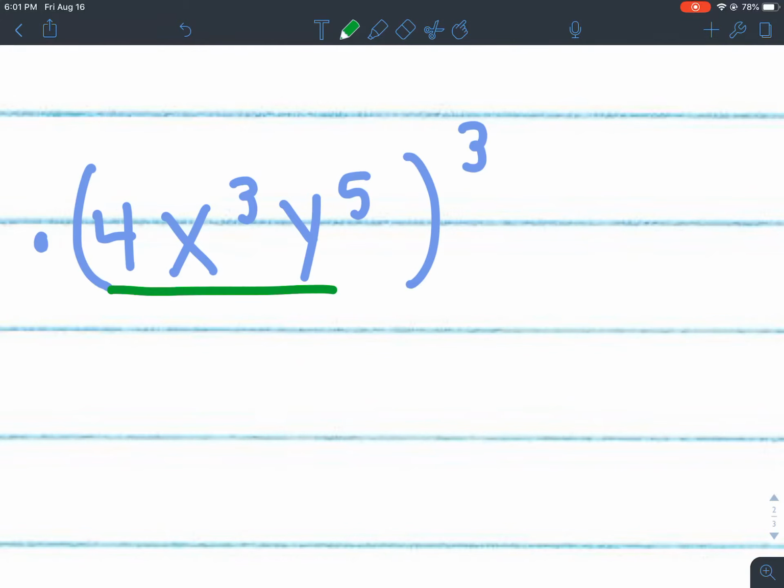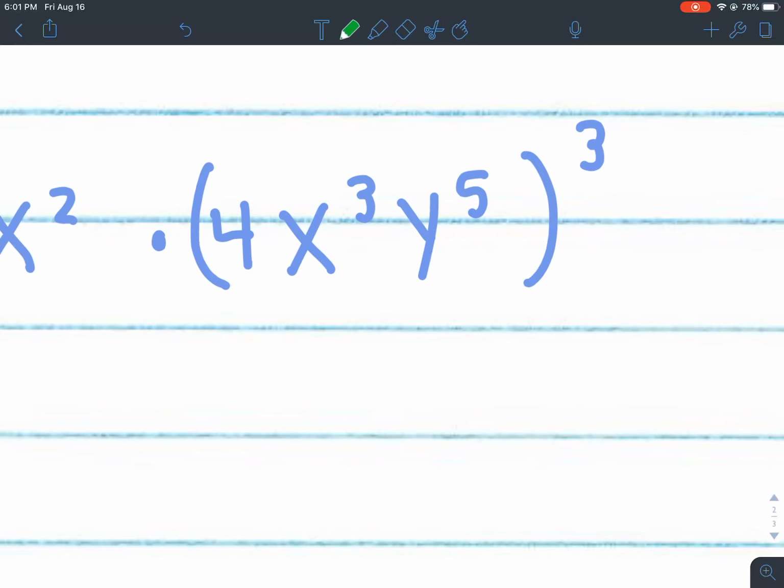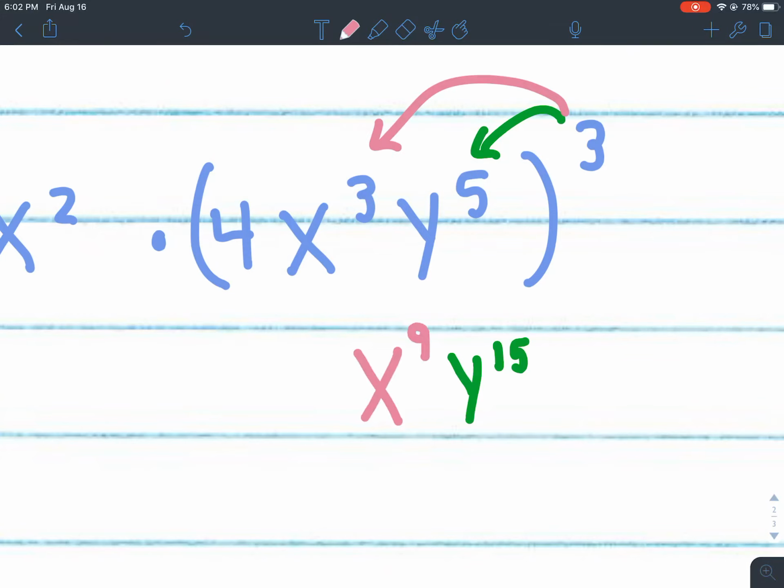Well, inside I don't have anything that has the same base, so I can't really do anything to it. So I'm going to go ahead and just do my power rule, which is I see an exponent on the outside of my parentheses. It's like a super, which means I multiply. Remember, multiplication is more powerful than addition, so you do your super. So I have y, and then I have 5 times 3, which is 15. And then I have x to the power of 3 to the power of 3, which is going to be x to the 9th, right?